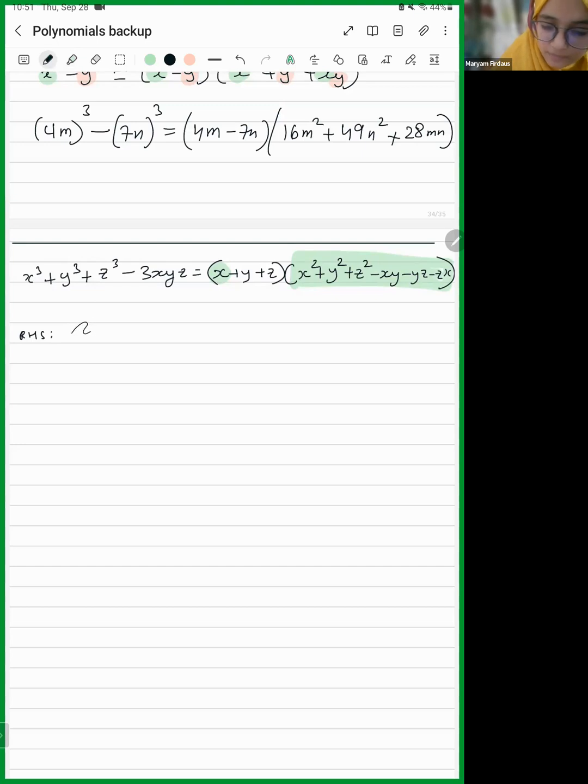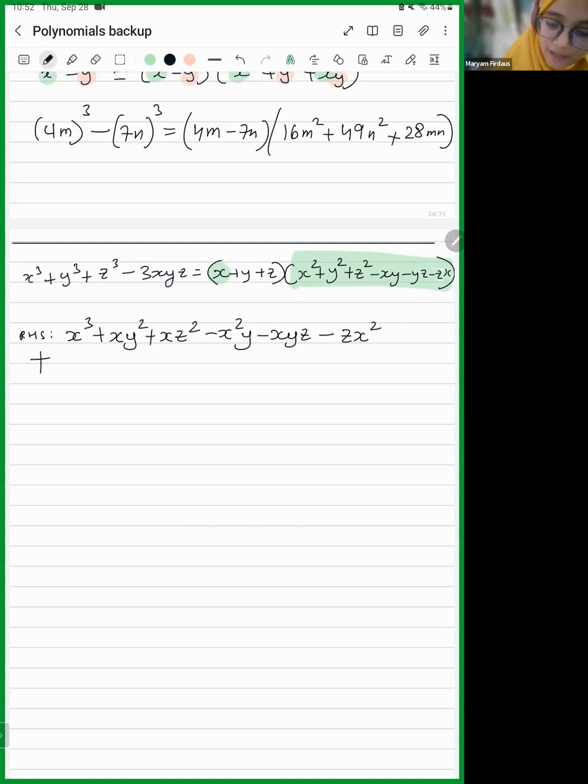x cube plus xy square plus xz square minus x square y minus xyz minus x square z. Okay, that is the first thing.